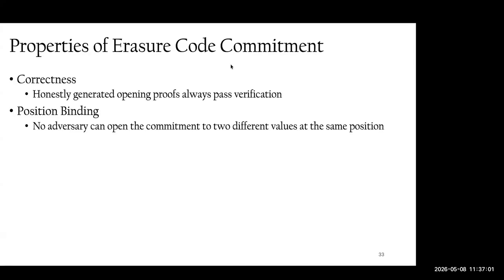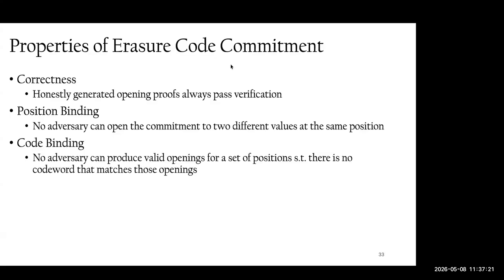Now let's see what properties we want from erasure code commitment, and this is where we'll see why this is called erasure code commitment and not a vector commitment. The first two properties are the same as vector commitments. We want correctness, which means that if you honestly generate a proof for a position i, you should be able to verify. The second property is position binding. It says that no adversary should be able to open the commitment at some position with two different values.